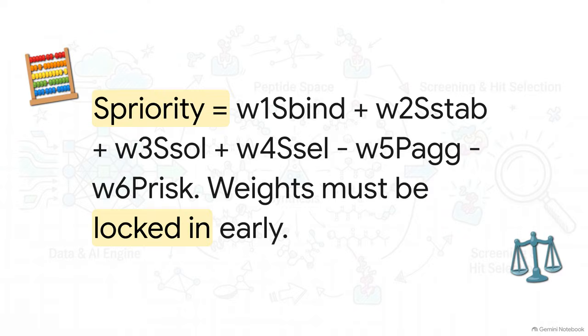The priority score literally balances the positive traits like binding, stability, and solubility against heavy penalties for things like aggregation and clinical risk. See those W variables? Those are weights that must be locked in by the human before even looking at the data, completely neutralizing any AI bias. And check out that thermodynamic reference equation below, where the standard free energy of binding relates to the natural logarithm of the dissociation constant. Beautiful, right? But remember, this model's potential doesn't guarantee clinical safety in a living, breathing organism.